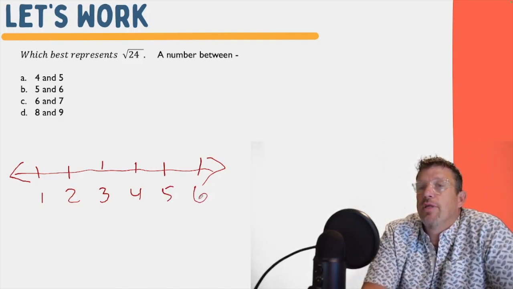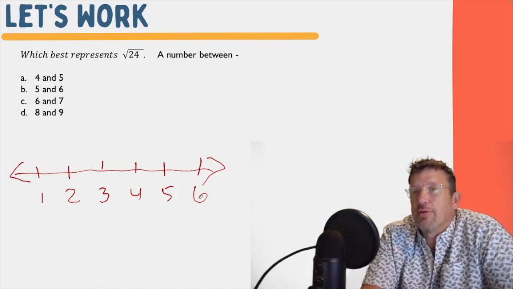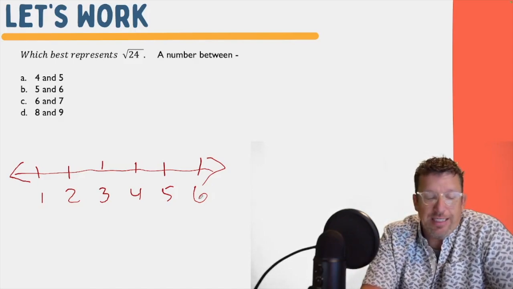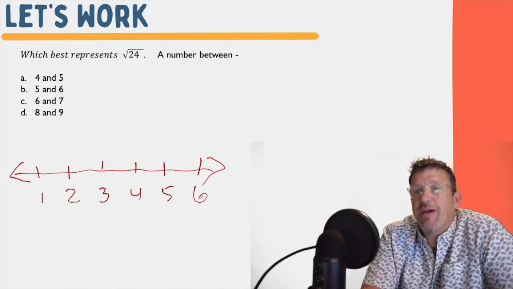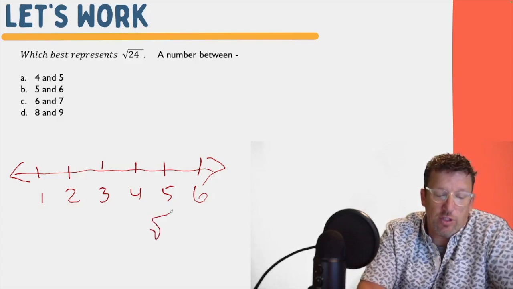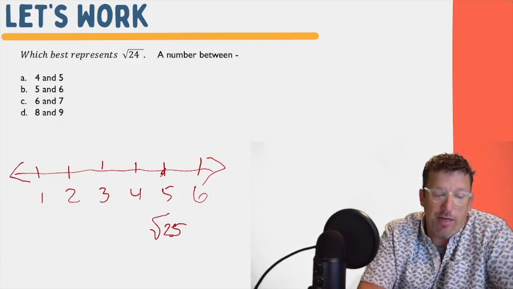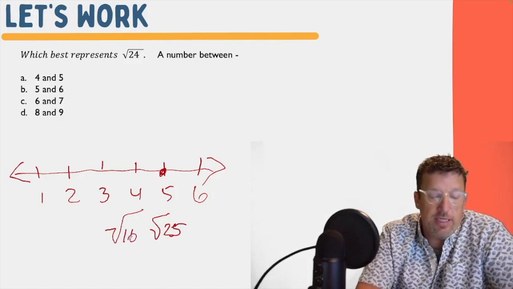So 1 times 1 is 1. What's 2 times 2? That's 4. 3 times 3 is 9. 4 times 4 is 16. So we're getting closer to 24. Remember, we're trying to get to 24. 5 times 5 is 25. So the square root of 25 would be right here. And we said the square root of 16 is 4, because 4 times 4 is 16, would be right here.